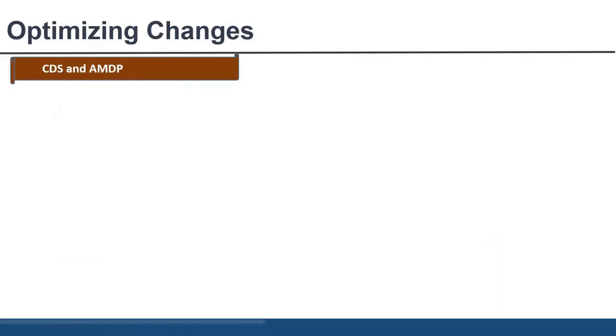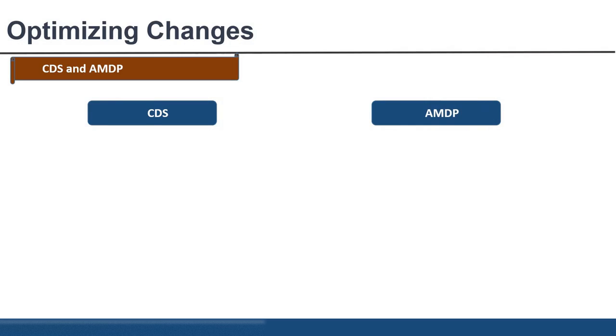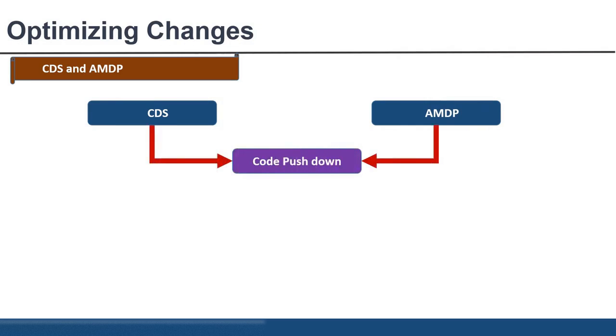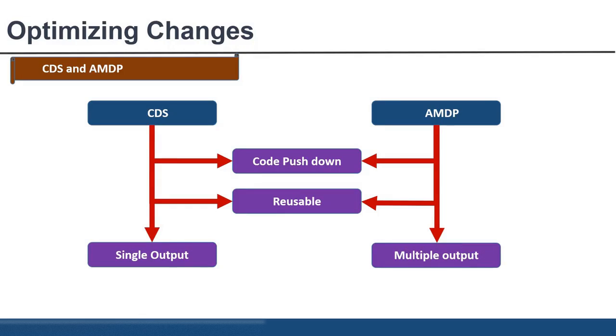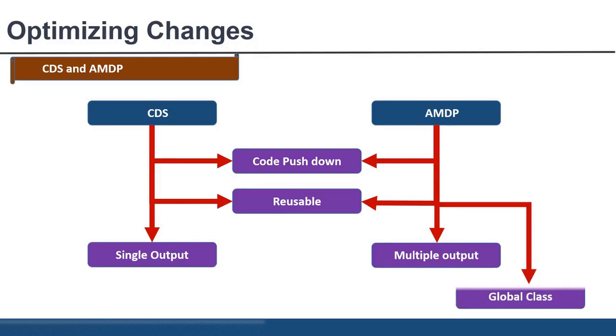CDS views and AMDP, which are part of golden rules in performance optimization. CDS and AMDP both are code pushdown techniques, both are reusable objects. CDS can provide single output set, whereas AMDP can provide multiple output sets, and AMDP is created as a global class.